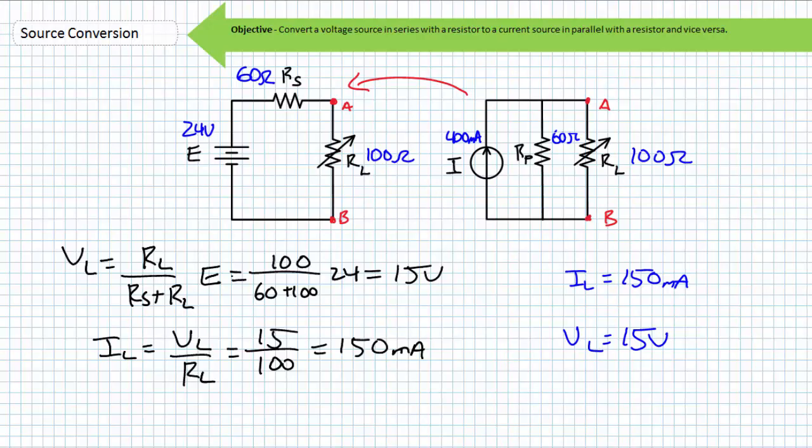Equivalency has been maintained and the 100 ohm load resistor is none the wiser that the original current source in parallel with a 60 ohm resistor has been swapped out for a 24 volt source in series with a 60 ohm resistor. Notice the voltage source's positive terminal is pointing up, as was the current source's directional arrow. This ensures even the polarity experienced by the load resistor for different source configurations is the same.